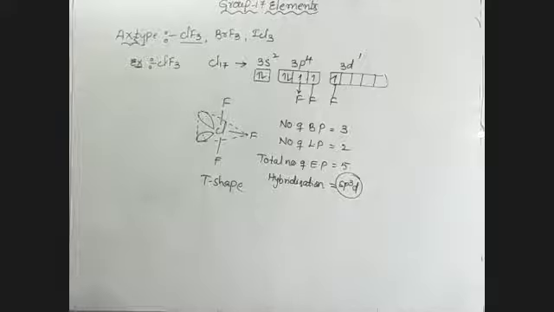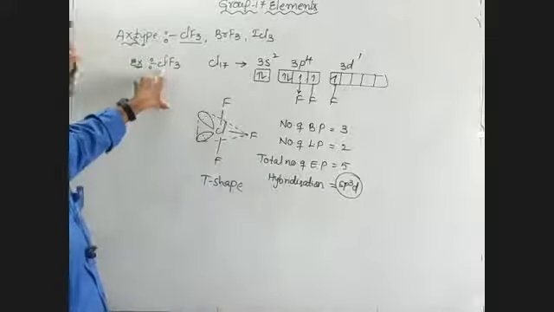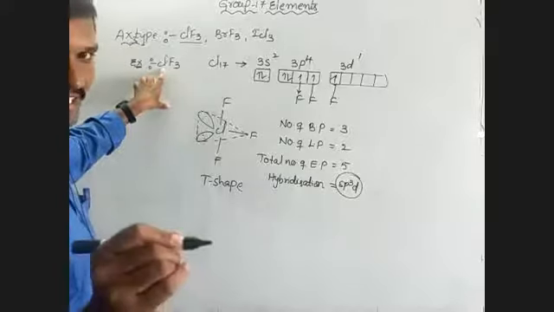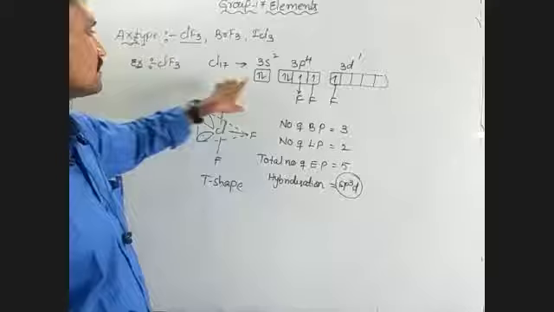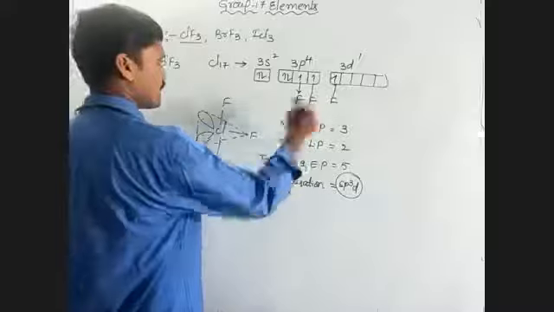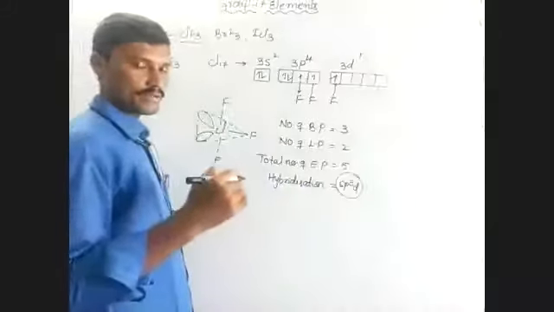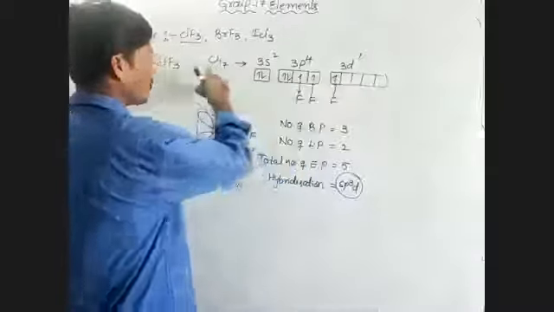Once again, we take one example, ClF3. In this, the central atom is chlorine. In the first excited state of chlorine, it contains 3 unpaired electrons and 2 lone pairs of electrons. So these 3 fluorine atoms form bonds with these 3 unpaired electrons from the chlorine.